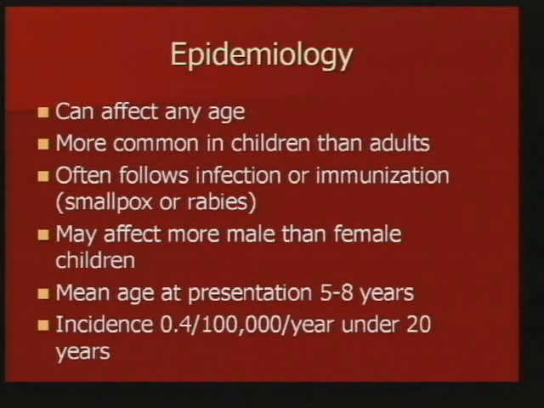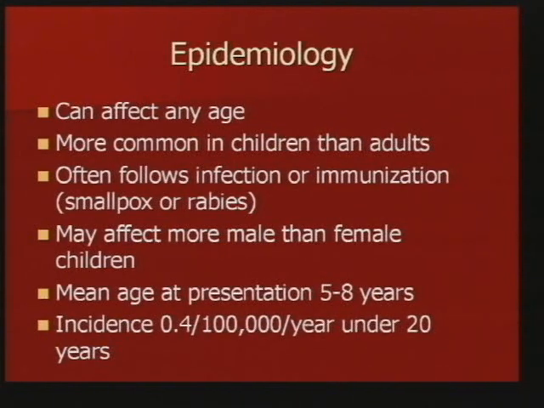Okay, and what is the epidemiology? What are the things that go along with this disease? It can affect any age, so it occurs more often in children, but you can get this as an adult. It can often follow an infection, as all of these diseases we've been talking about do, or it can follow an immunization. So I know there's a lot of people in the audience that are very concerned about vaccinations and immunizations. So we know for sure smallpox or rabies, but there are other immunizations that it can follow.